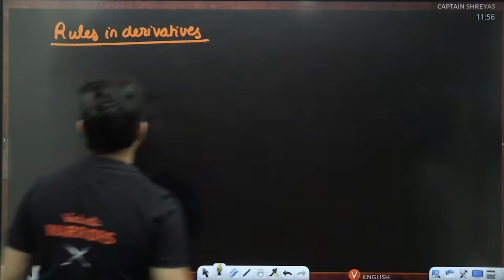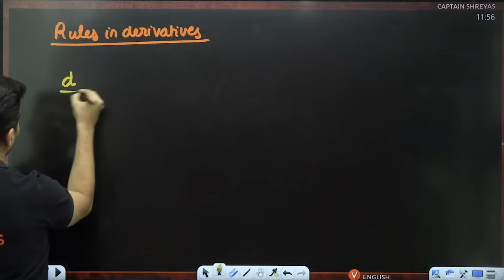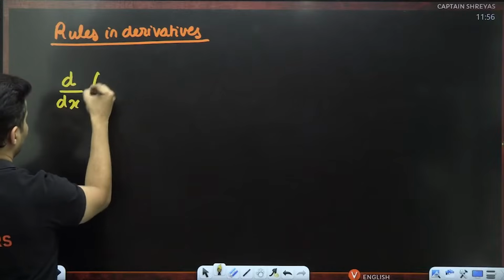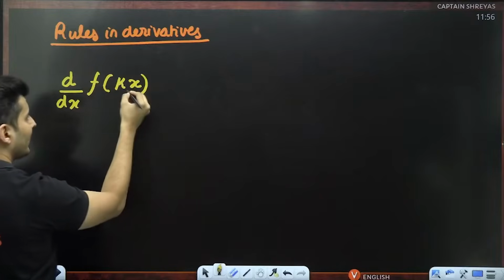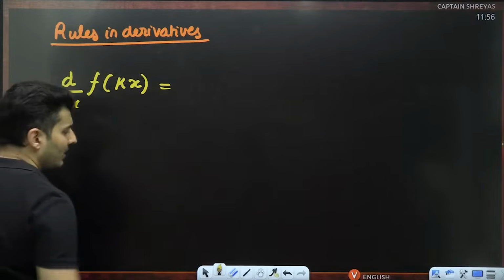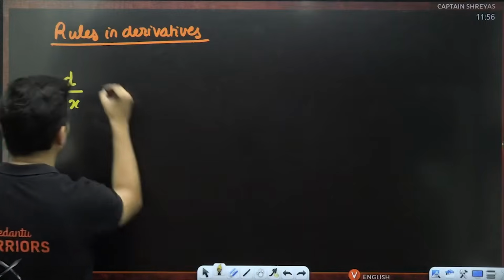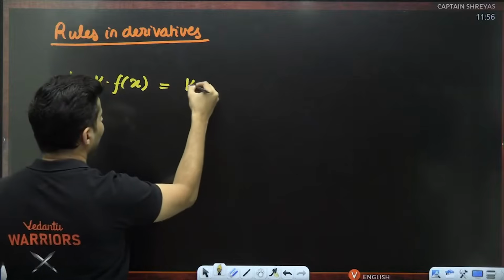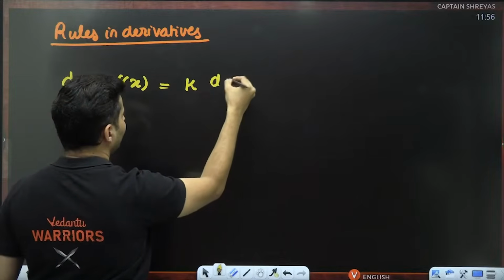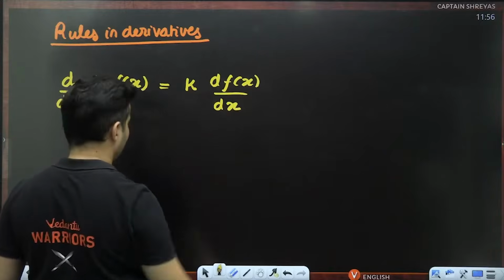The first formula which you should know is when I want to find the derivative of some function, let's say it is k into f of x. Then you can take that k outside and then find the derivative as it is.